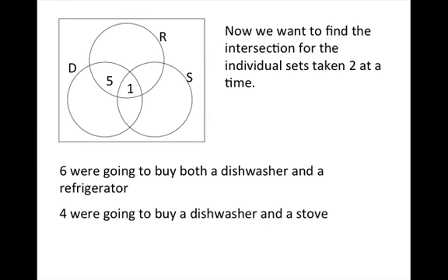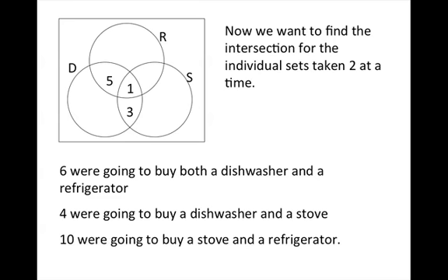Well, next, 4 people were going to buy a dishwasher and a stove. So in the intersection for sets D and S, I want a total of 4 people. I already have 1, so that means I have 3 left.